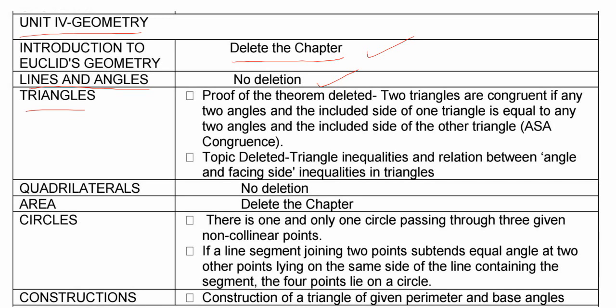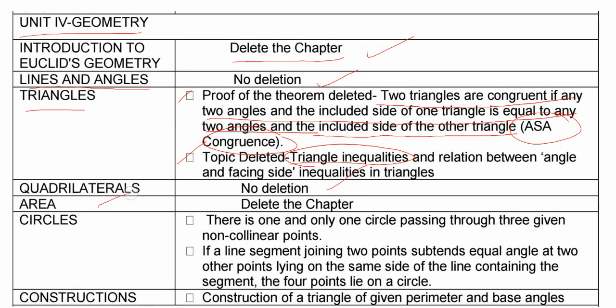The first one is ASA congruence. Two triangles are congruent if any two angles and the included side of one triangle are equal to any two angles and the included side of the other triangle. ASA congruency criteria deleted. Next one, triangle inequality. This concept is also deleted. Please note down.